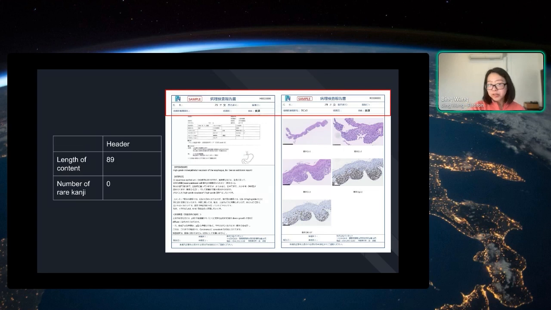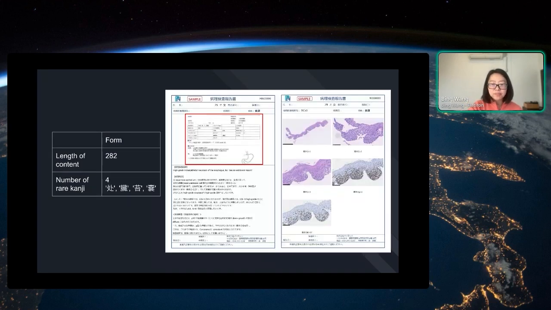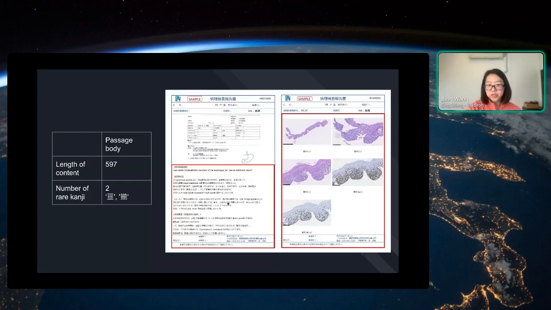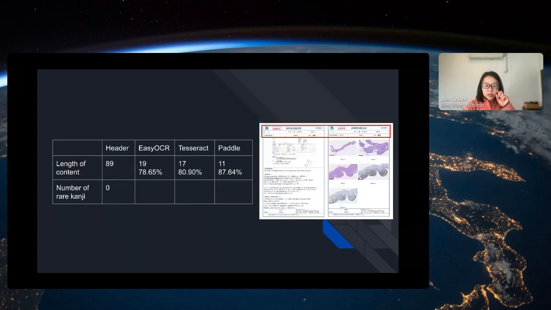This is another pathological report with a more complicated layout. I also broke the document down, with the header section, and then on the left side, the form part and the main body part, which includes both the main body text here and also the image. For the headers, the three models did an okay job, not as great as I had hoped for.